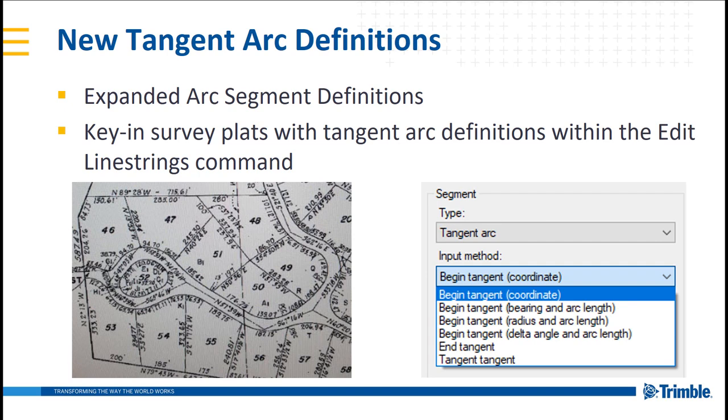Moving on to the CAD realm, we've added new tangent arc definitions. This expands being able to key in tangent arcs within the edit line string command. So for example, on the left, if you've got arcs in a survey plat, you could before key them in with the create COGO routine, but now we've added four tangent arc methods within the edit line string command as well, offering additional flexibility and efficiency for drafting in TBC.